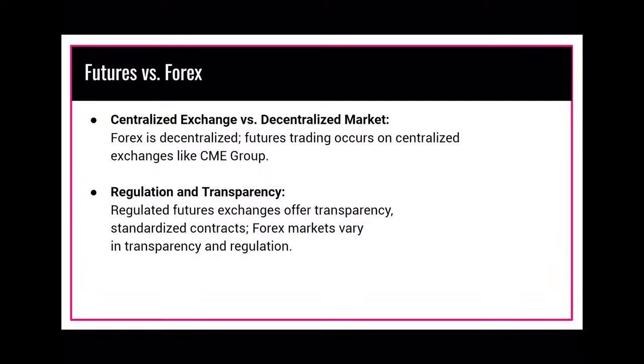Regulation and transparency. Futures exchanges are regulated entities, ensuring transparency, standardized contract specifications, and a level playing field for all participants. The Forex market lacks centralized regulation, leading to varying degrees of transparency and risk. Traders can see wildly varying spreads, commissions, and slippage on their orders in the Forex market. We'll go into the benefits of trading a regulated centralized market later on in the course.